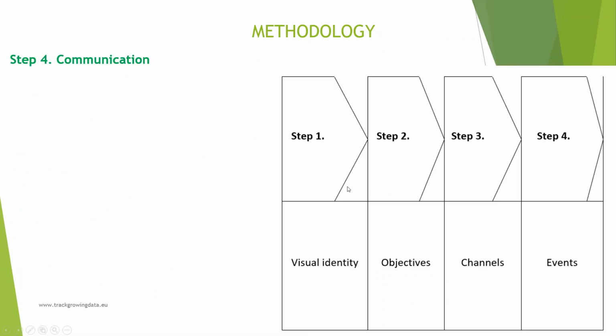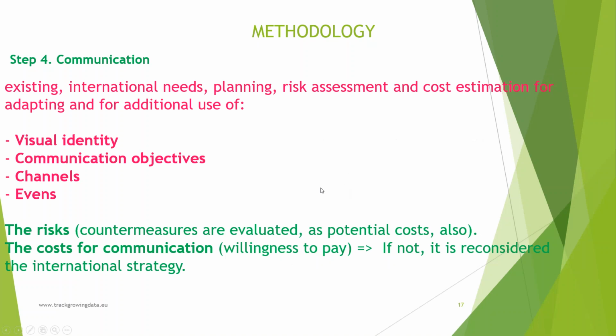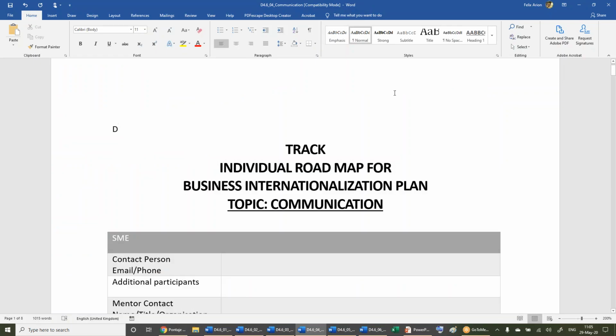Step number 4 is quite easy. It's about communication, and it's looking at your company. It's quite similar to the previous steps: existing situation, needs, planning, risks, and costs. And the idea is that in step number 4, we are evaluating your company from other points of view, which are, let's say, not so hard, but more skills like visual identity, communication, objectives, channels, and events that you are looking for.